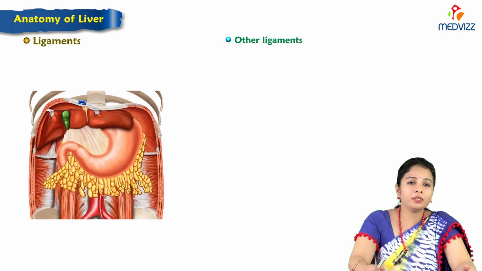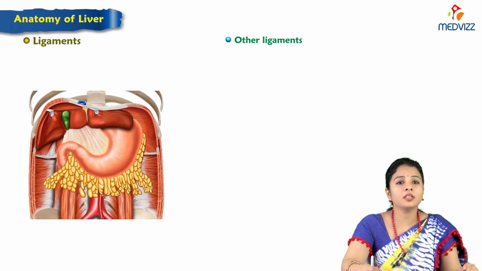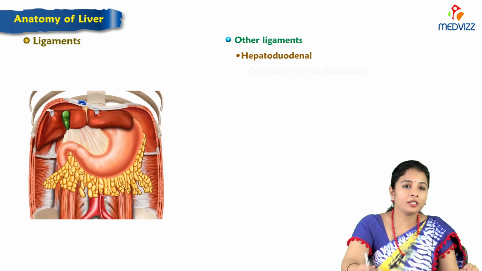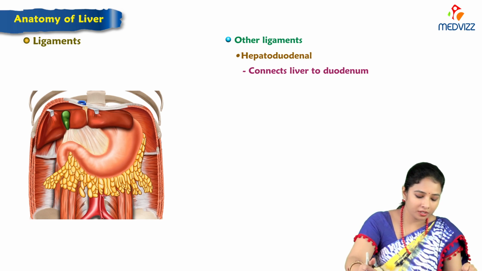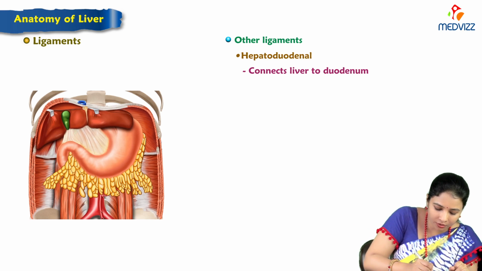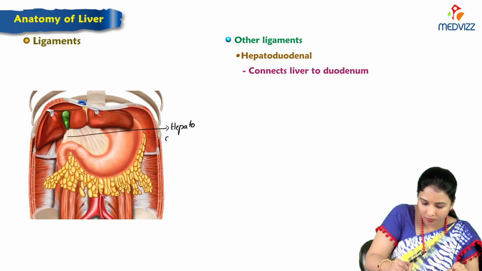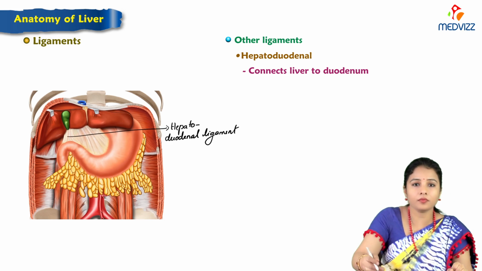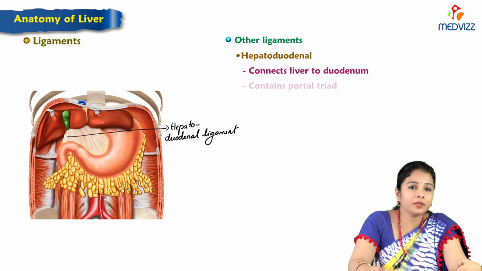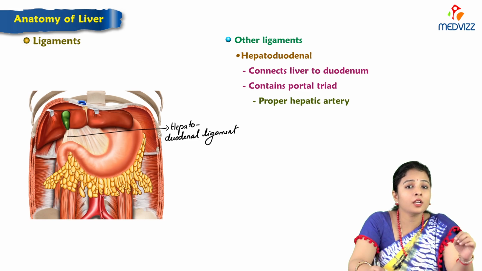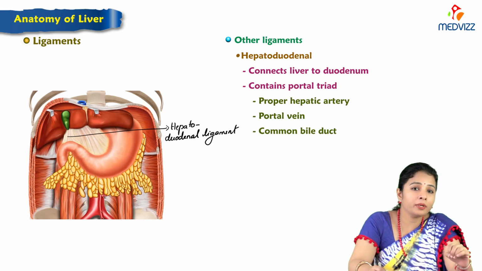There are other ligaments associated with the liver like hepatoduodenal ligament, and hepatoduodenal ligament connects the liver to duodenum. So here is the hepatoduodenal ligament. And hepatoduodenal ligament contains the portal triad, that is the proper hepatic artery, portal vein and common bile duct.